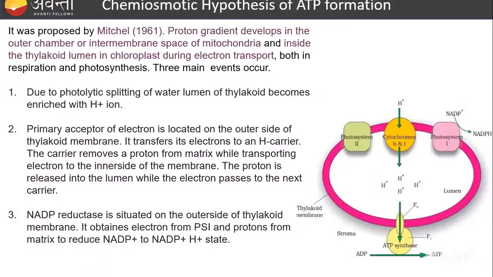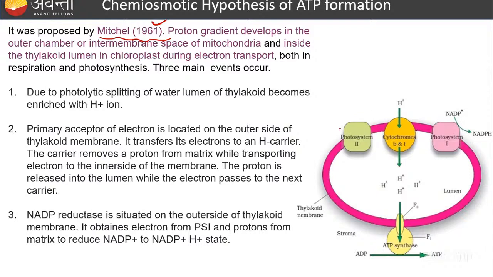I think you understood about non-cyclic and cyclic photophosphorylation. Now we'll go to the chemiosmotic hypothesis of ATP formation. You know, guys, the chemiosmotic hypothesis was given by Peter Mitchell in 1961. You have to remember the scientist's name because in the exam they may ask you for it.